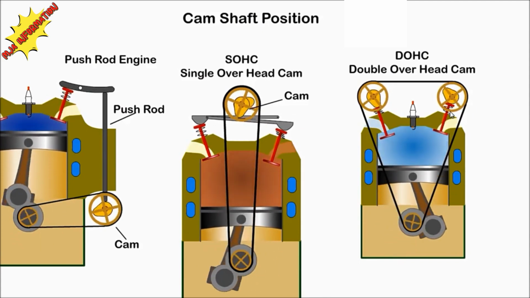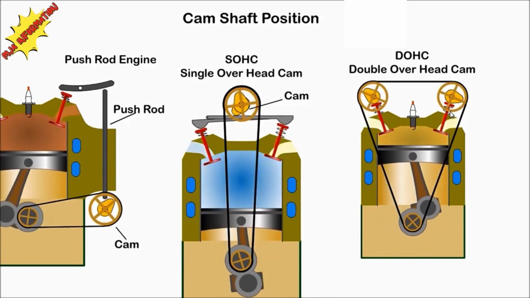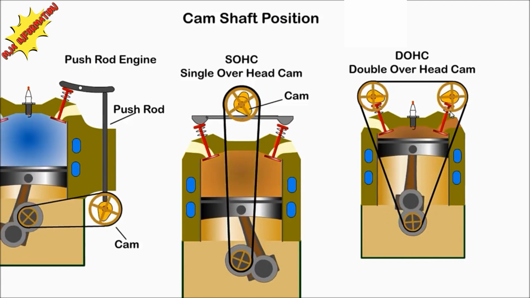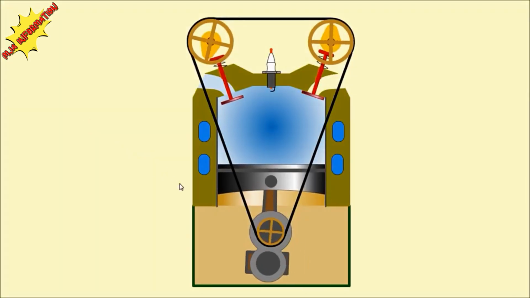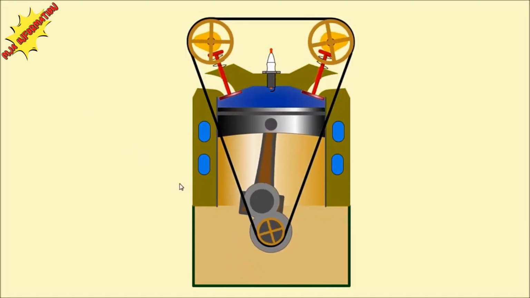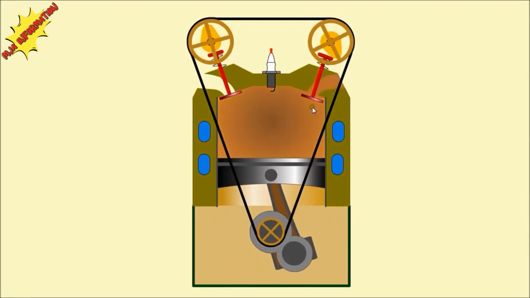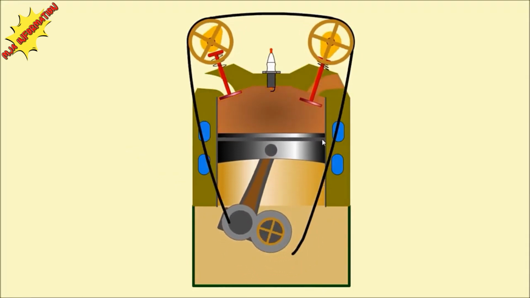With a non-interference engine, the valves do not extend into the path of the piston. If the timing belt breaks, it would not result in damaged valves. With an interference engine, the valves extend into the path of the piston. If the timing belt breaks, it will result in damage to the valves.